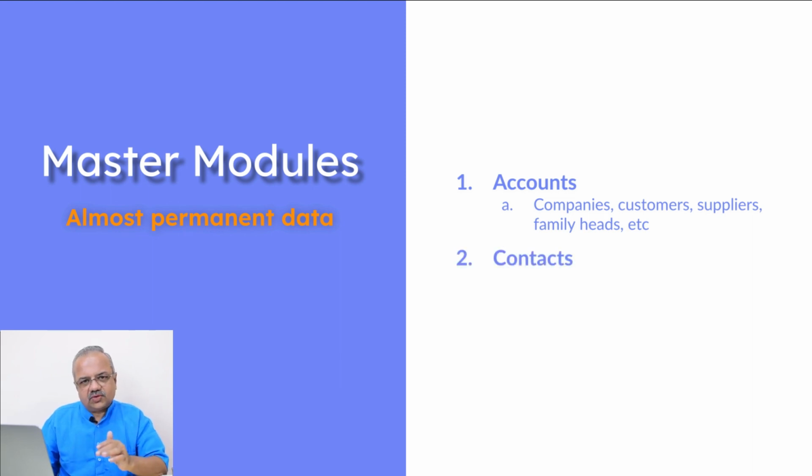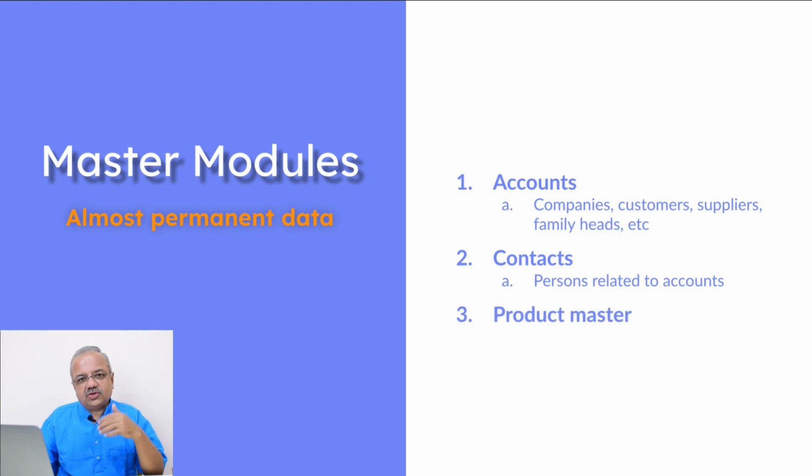So, contacts are the people who you know through their accounts. Suppose you know a company, say Reliance Industries, then this is an account. And in Reliance Industries, if you know Mukesh Ambani, then Mukesh Ambani is your contact, right? Till here all is clear. The third is the product master. Product master has all the items that you deal in.